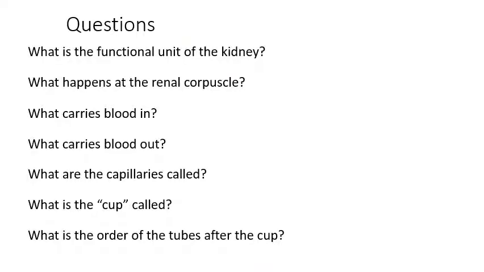All right, so last few questions here. What's the functional unit of the kidney? What happens in the renal corpuscle? What structure carries blood in? What carries blood out? What are the capillaries called that are inside that structure? What's the cup called? And what is the order of the tubes after the cup?